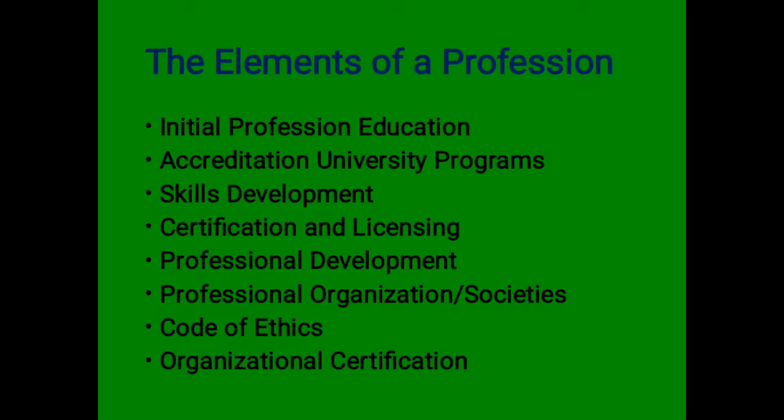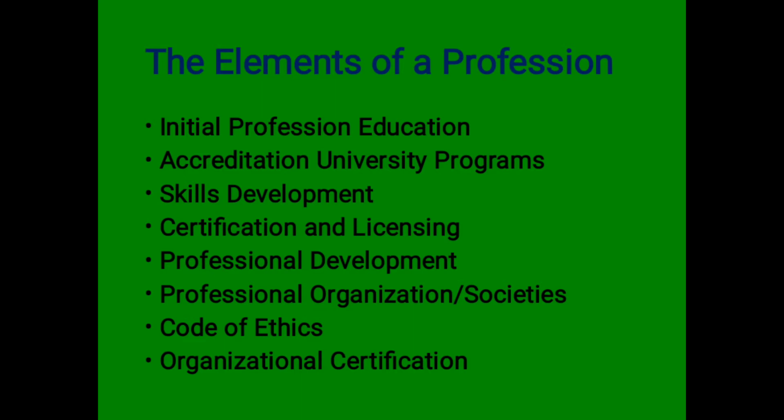The elements of a profession. Initial professional education is the training ground that would help the teacher to enhance their skills, capabilities, and potentials. Next is the accreditation of university programs. It's a process of validation in which colleges, universities, and other institutions of higher learning are evaluated.